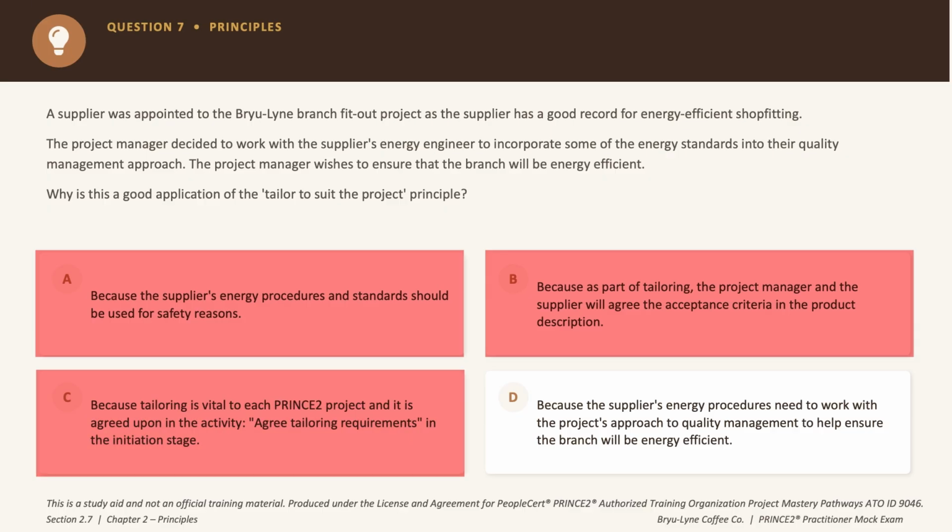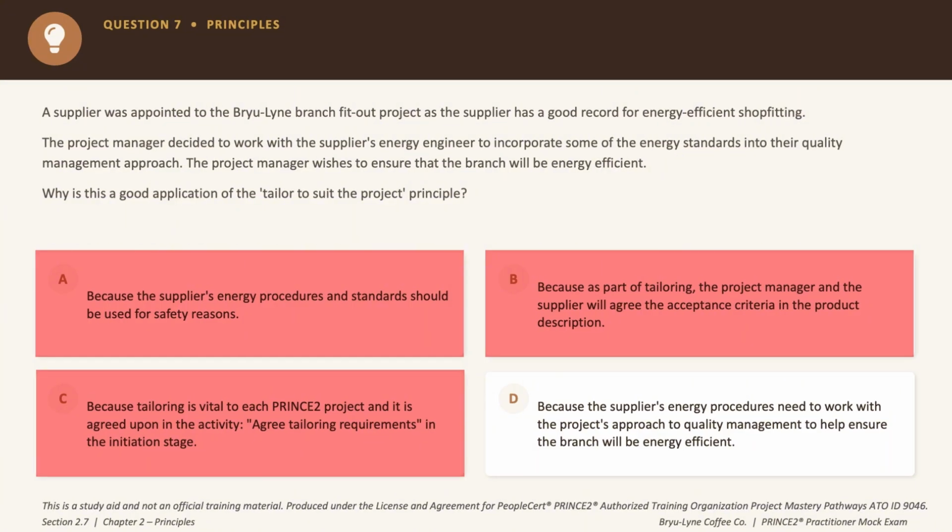So an incorrect answer choice as well. Now option D says the supplier's energy procedures need to work with the project's quality approach to help ensure the branch is energy efficient. And that is exactly the point of tailoring here, right? And the correct answer choice for that reason is option D.